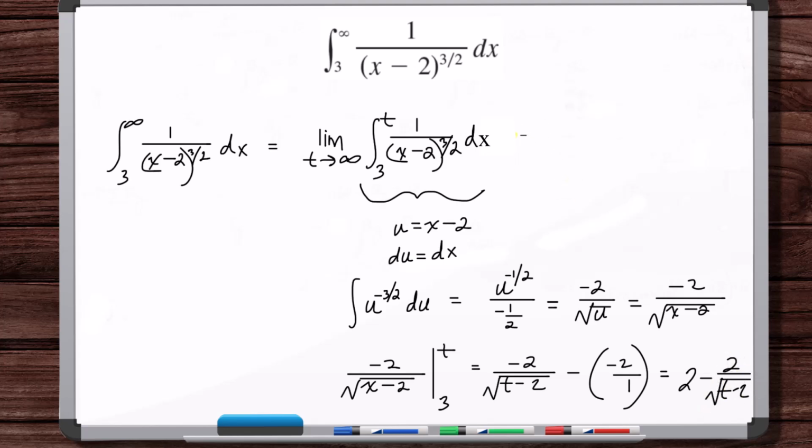So what we have is the limit as t approaches infinity of 2 minus 2 over root of t minus 2. As t goes to infinity, this goes to 0. 2 over infinity goes to 0, so this goes to 2. So that's the value of this improper integral.